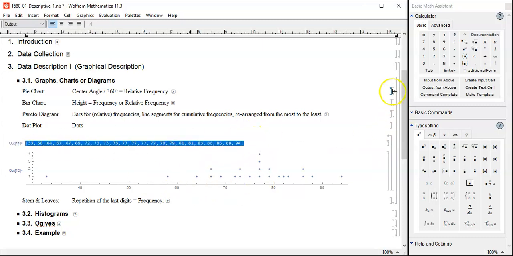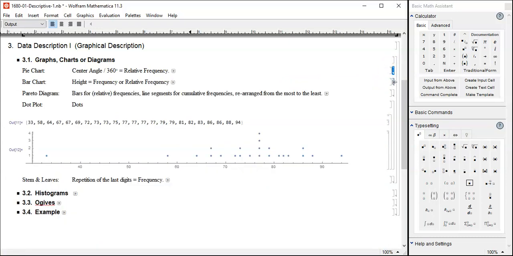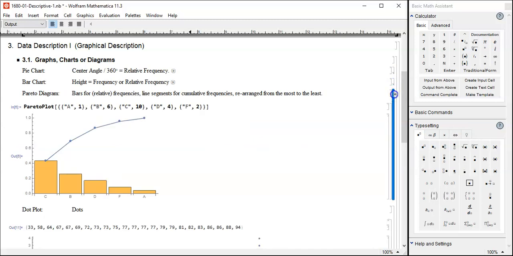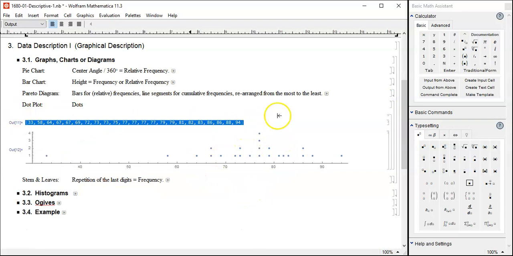Now let's go back to other charts. I can see how many students got A, how many students got B, and so on, but what are their scores? I cannot see from here. Same goes for the bar chart, and same goes for the Pareto diagram. But from the dot plot, I can retrieve this data precisely.